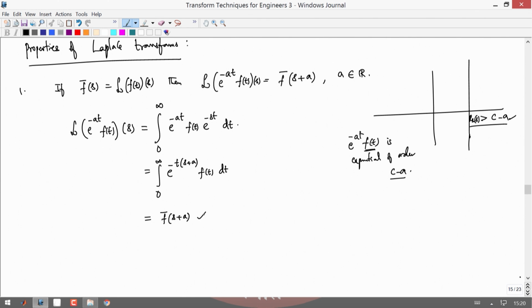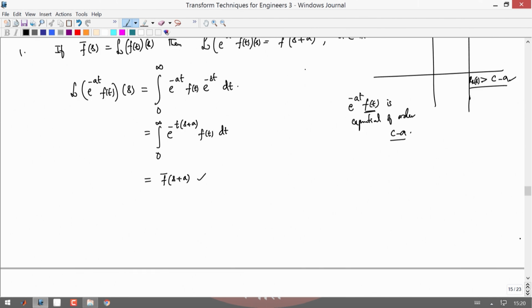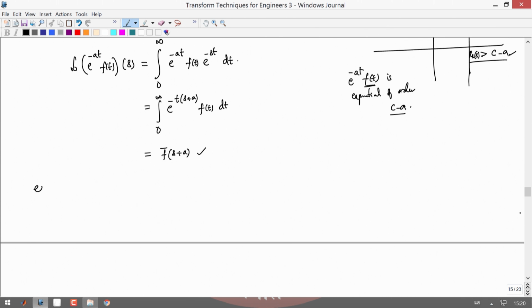What it says is, if you multiply a function with the exponential function e power minus a t, and you know the Laplace transform of f, then the Laplace transform of the product is simply the Laplace transform with s translated to s plus a. This is one property through which you can give some examples.